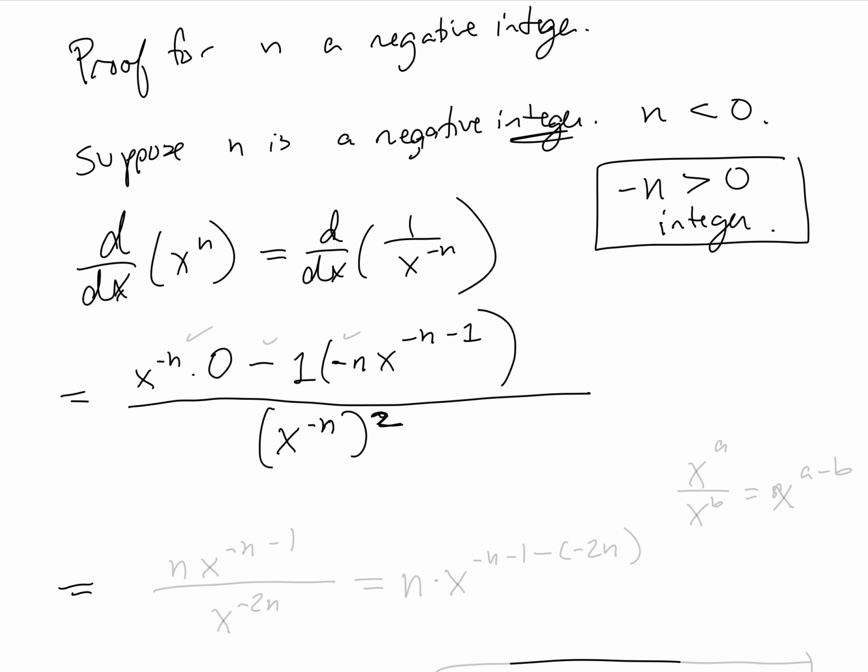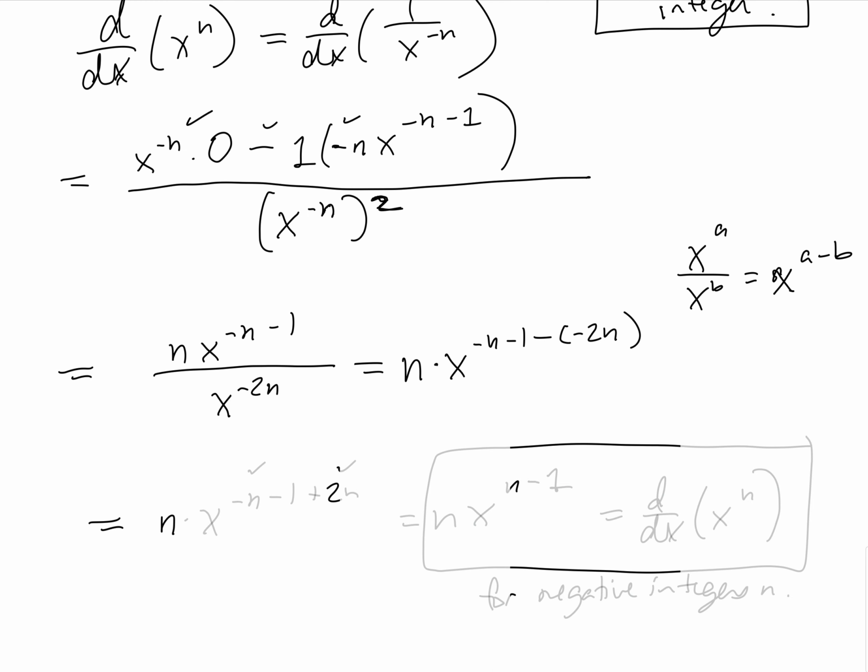All right, let's simplify that. This is just 0, so we don't have to worry about it. Negative times negative is positive, so n x to the negative n minus 1 over x to the negative n to the second power. When we take the exponent of a power, we just multiply the exponents. That's x to the negative 2n. Continuing to simplify, remember that x to the a over x to the b is equal to x to the a minus b, so we can subtract those exponents. This is n times x to the negative n minus 1, minus negative 2n. And that's equal to n times x to the negative n minus 1 plus 2n. That's n times x to the 2n minus n, that's just 1n left over, minus 1.